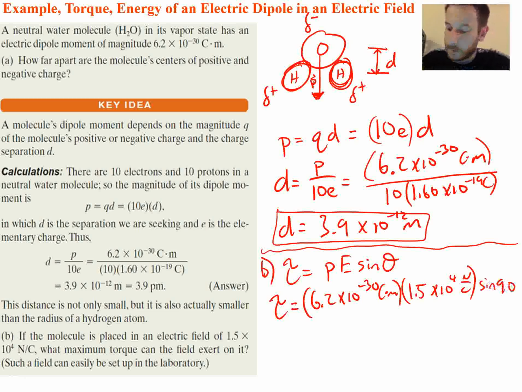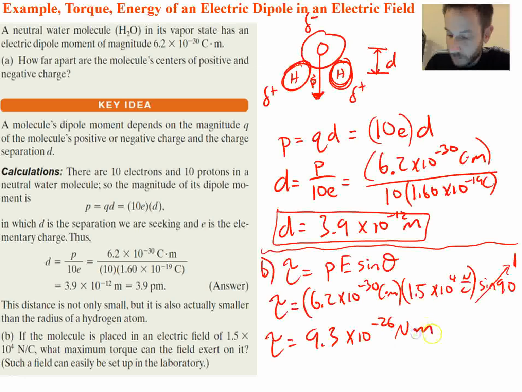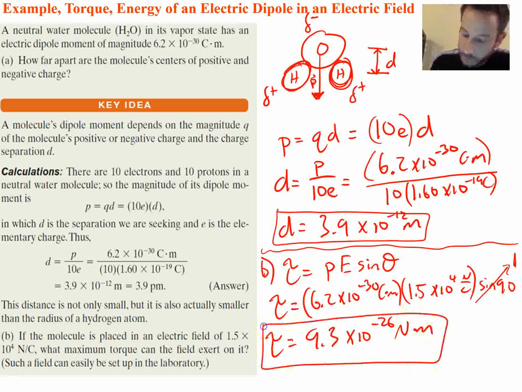Now sine of 90 is just going to be 1, because that maximizes the equation, so I don't have to worry about that. Alright, so our torque then is going to be equal to 9.3 times 10 to the negative 26 newton meters. Okay, and that's our result.